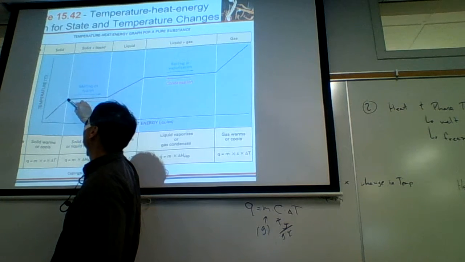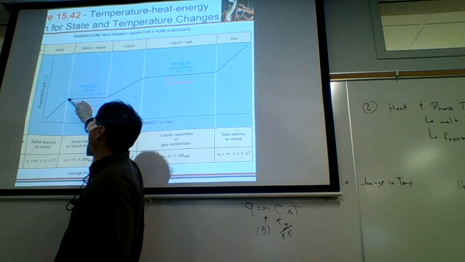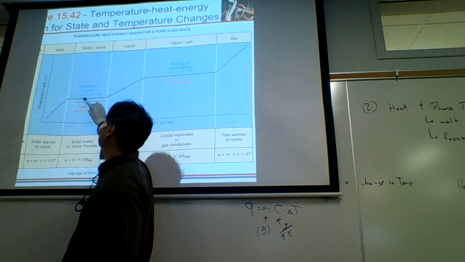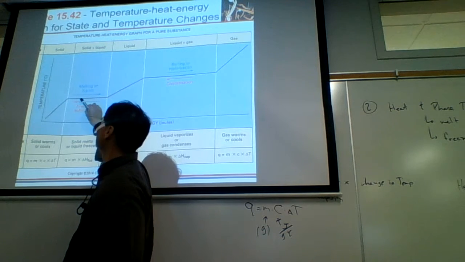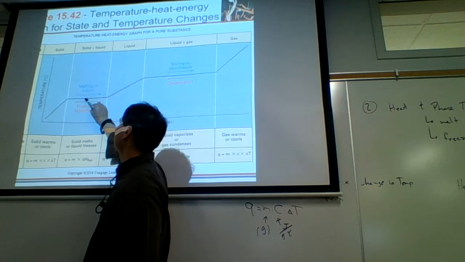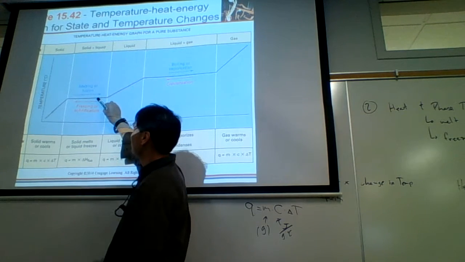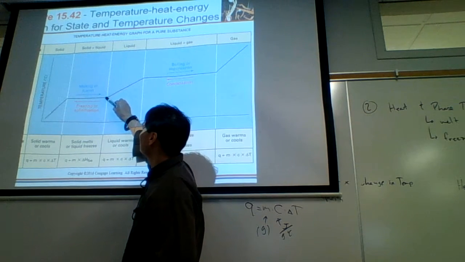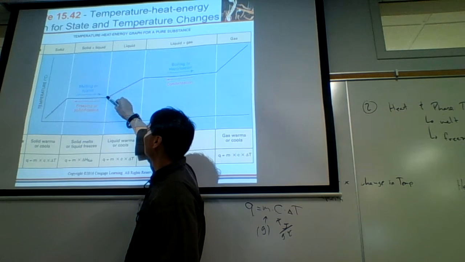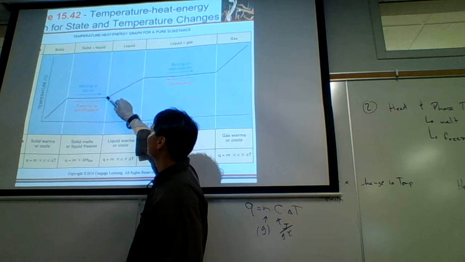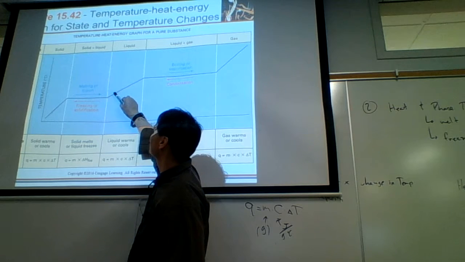And then once we hit the melting point here, all the heat goes into melting it. The heat does not go into increasing the temperature. The heat just goes into melting. That is breaking the hydrogen bonding interactions. And then once we've melted all of it, then we have liquid water. And so if we add heat to liquid water, the temperature increases.